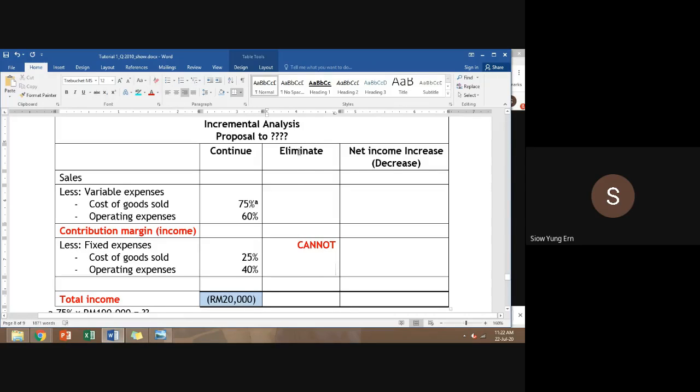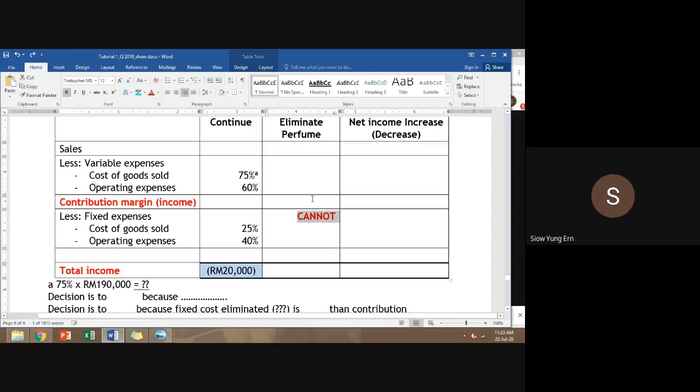So that means even if you eliminate the perfume department, you eliminate away the department, you still need to pay for all of these fixed costs. That is what it means by cannot be eliminated. You must pay for all of these fixed costs. Maybe it is machine depreciation, maybe it is building depreciation, and so on.